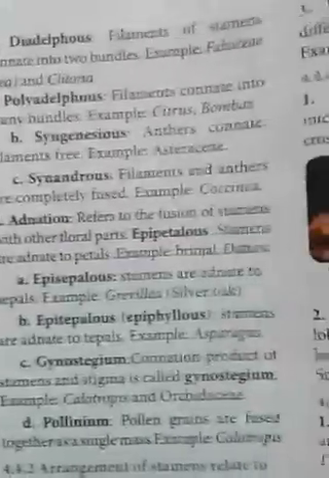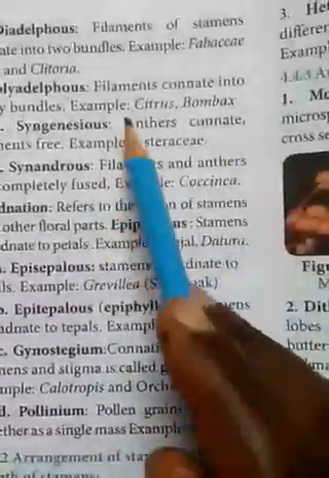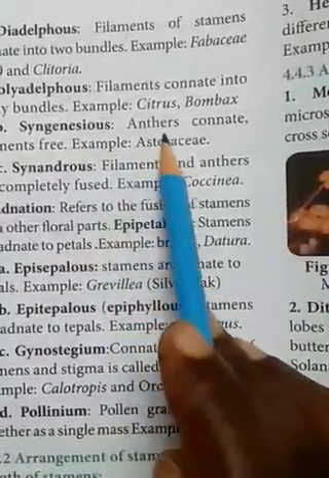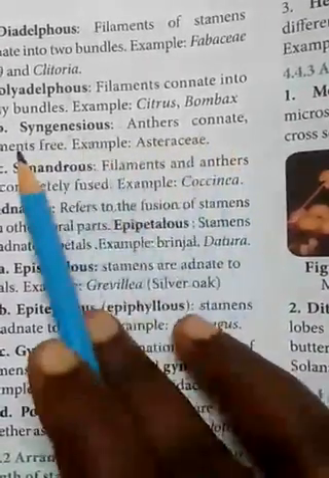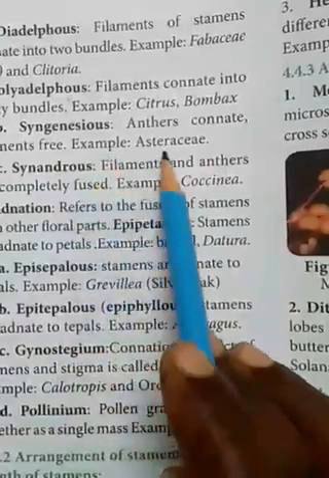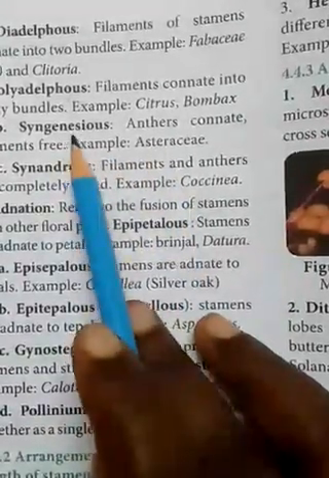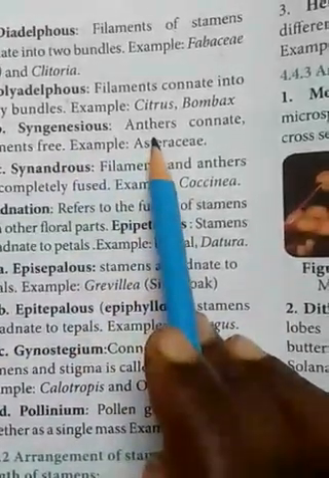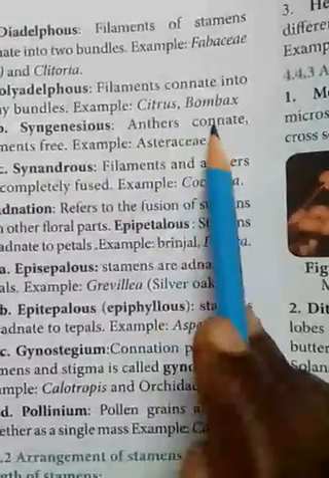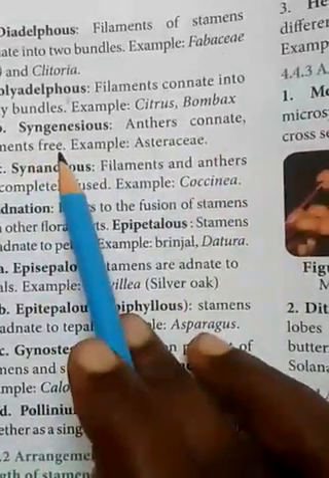Next we will study Syngenesious, that is, anthers connate and filaments free. Example Asteraceae. So in Syngenesious the anthers fuse together but the filaments are free.